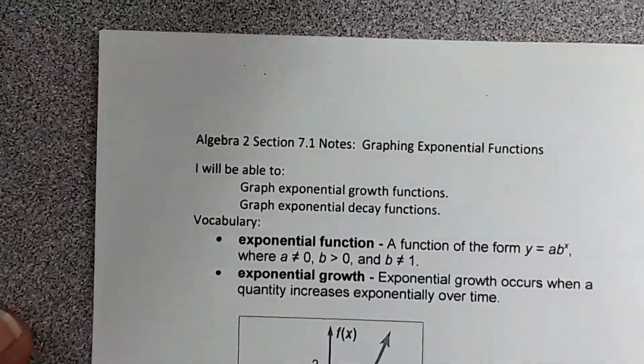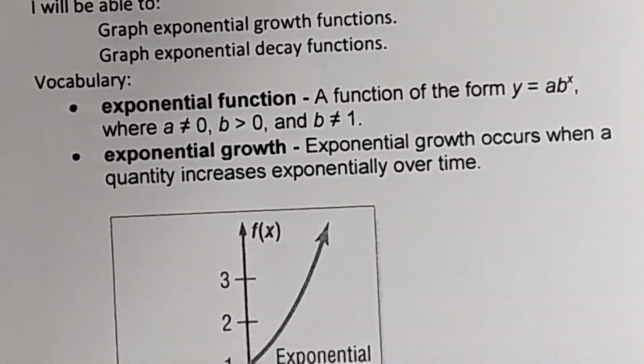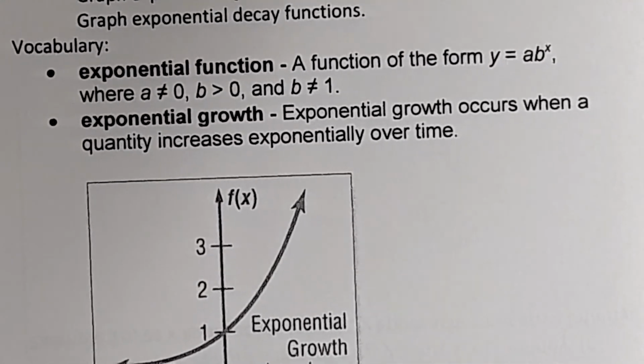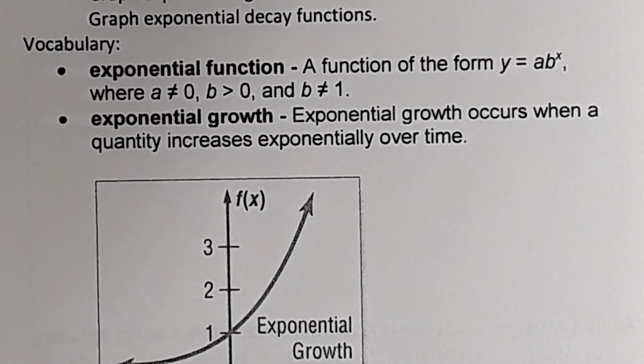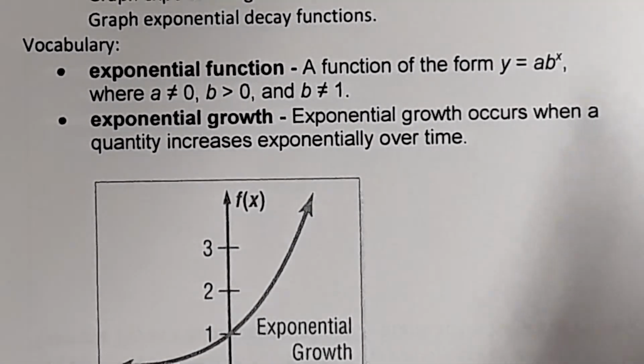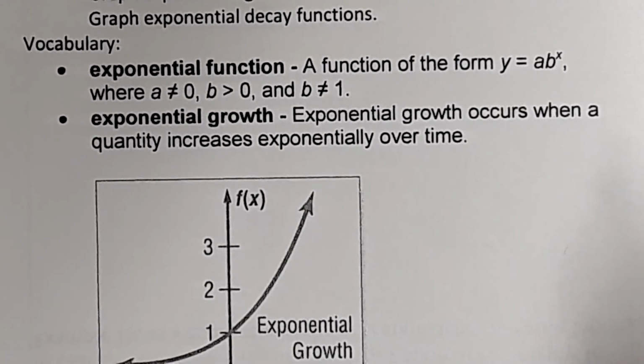We're going to talk a little bit about some vocabulary today, and then we're going to graph some, okay? So we talked a little bit about the exponential function, a function in the form of y equals b to the x. Y equals ab to the x. Usually it's b to the x. A, there might be another number in front, and we'll talk about that when we go to graph.